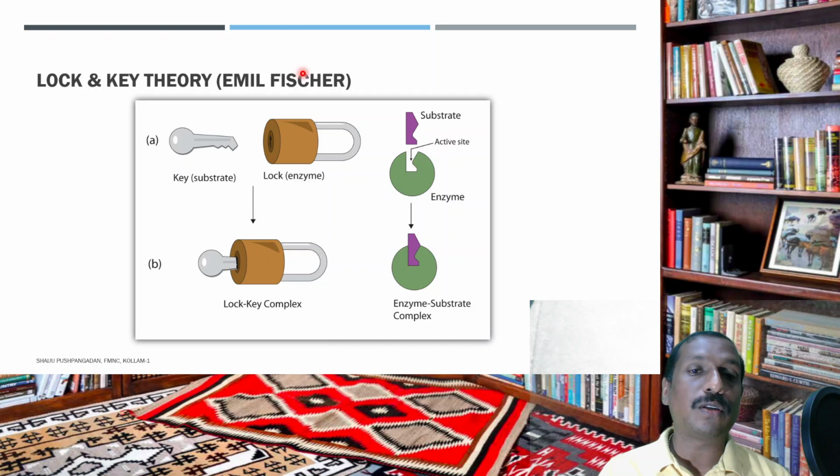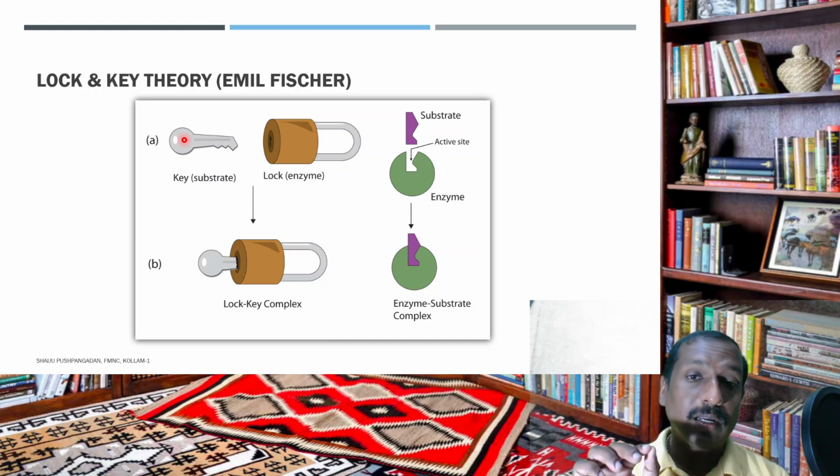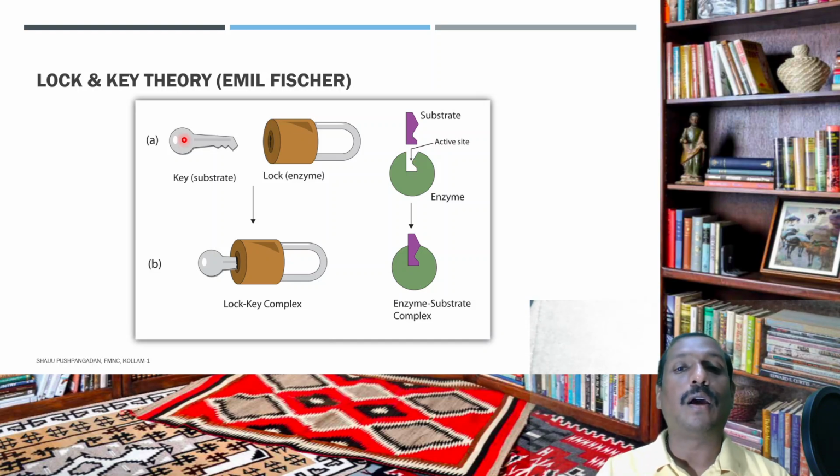If you have a lock, that lock can be opened by means of a key, and only a single key can open that lock. Every key cannot open that lock. If you use a wrong key, the lock will not be opened, and if you use the right key, the lock will be opened. The enzyme action is just like that. So Emil Fischer compared the substrate with the key and the lock with the enzyme.